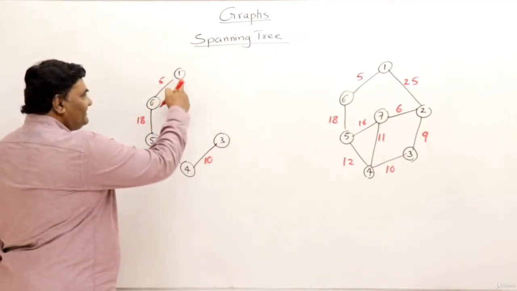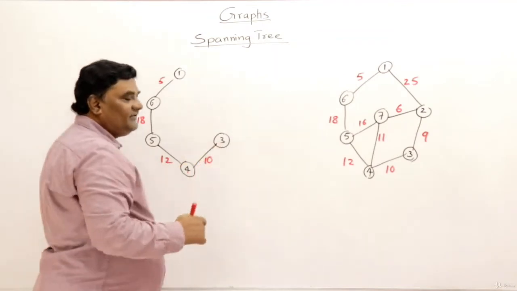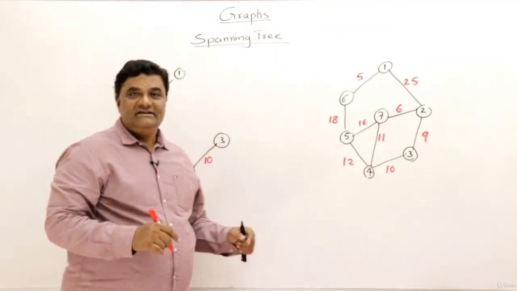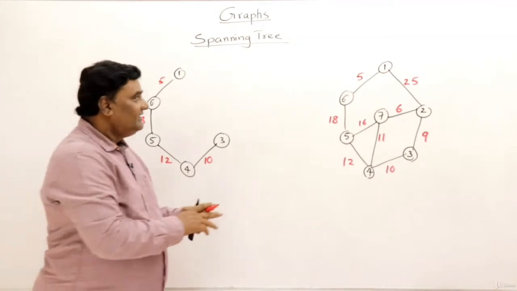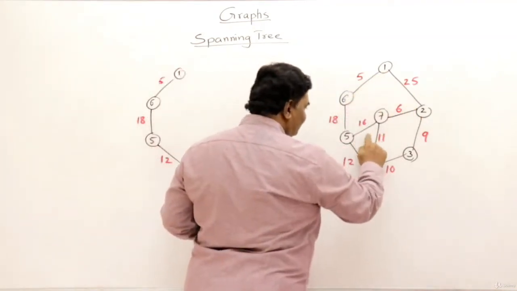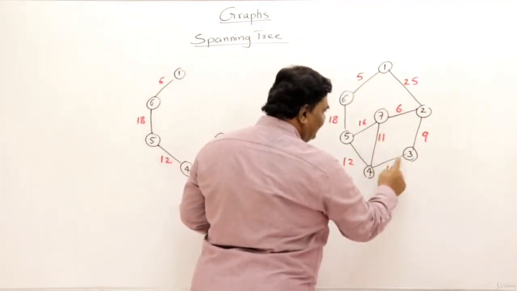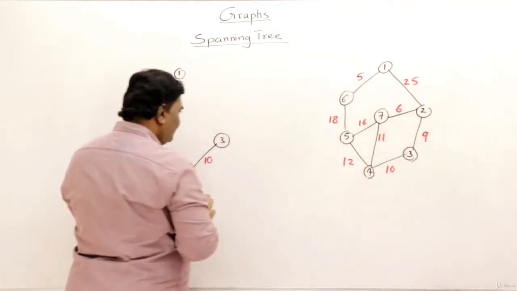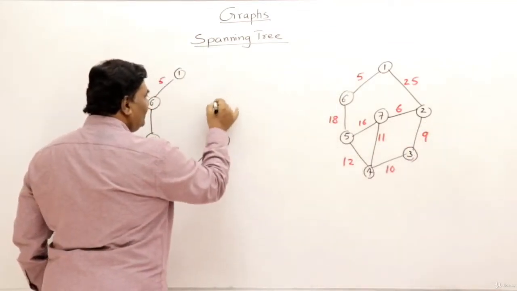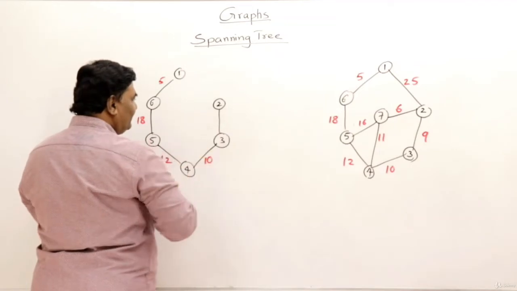Now the selected vertices are 1, 6, 5, 4, 3. We have to select the minimum one which is connected to any one of these. From 1 it is 25, this is 16 and this is 11, and from here 9 is there. So okay, select that as minimum. So 2, and the weight is 9.